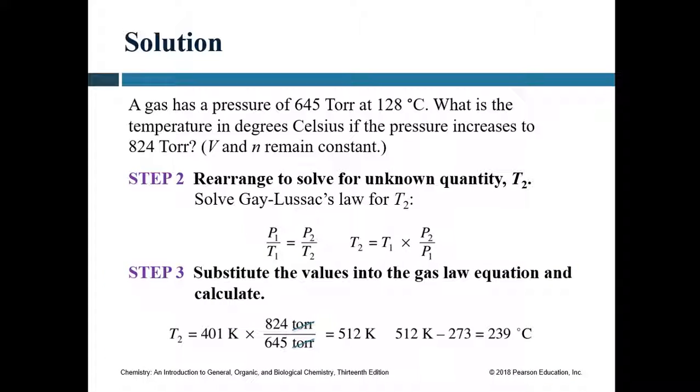Now we need to rearrange to solve for T2. We already talked about how to do the rearrangement. Another time it would be a cross multiply and divide, and then you would solve for that. So here's our T2: our T1, 401 Kelvin, times 824 torr over 645 torr. So we get 512 Kelvin. You have to convert that back to Celsius because that's what they asked for. So 512 minus 273 is 239 degrees Celsius. So yes, it is what we predicted. We predicted that there would be an increase in temperature, and that's exactly right.